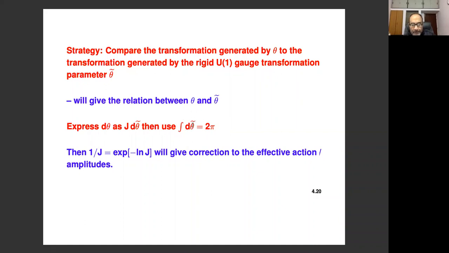It's just a pure phase. So the integral of d theta tilde will be 2 pi. What you are left with is 1 over the Jacobian, because you are dividing by the integral of d theta. That gives exponential of minus log J. This is a new correction to the effective action, which can also give rise to the closed string tadpole, the closed string one-point function. So that was the philosophy suggested, and what we'll do now is to explicitly carry out that procedure. Are there questions or comments?